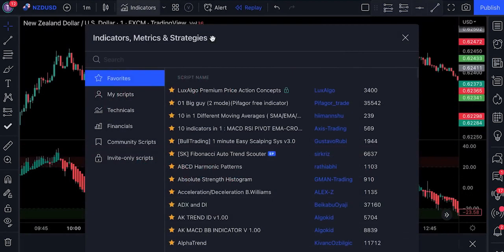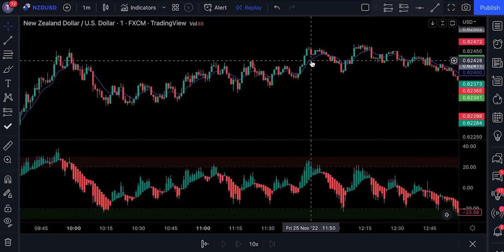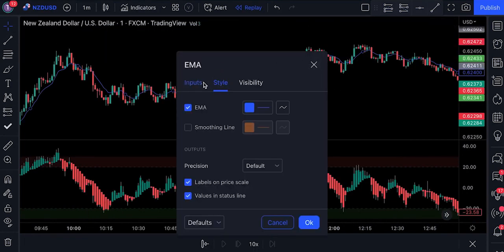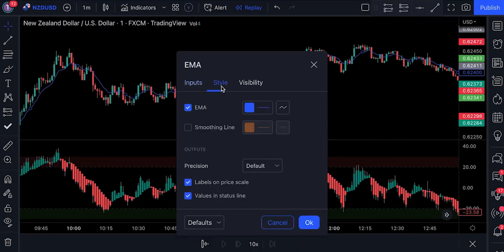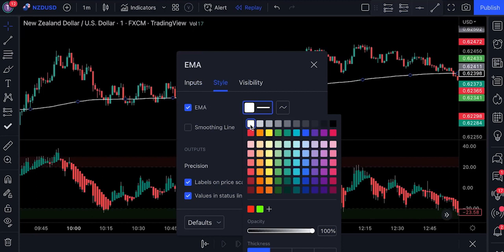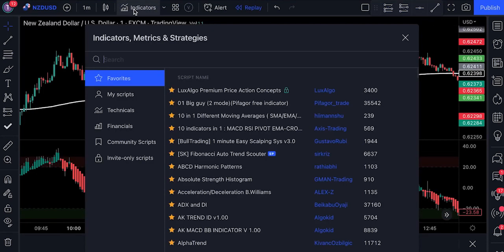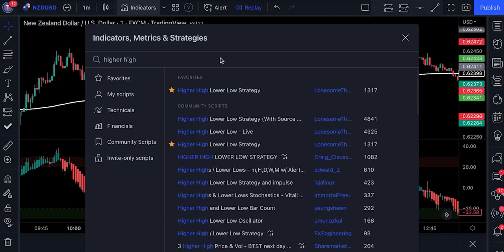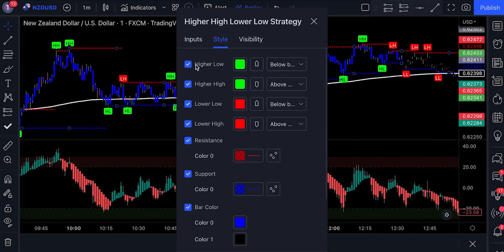For the second indicator, we're going to need to add an exponential moving average. Its length is going to be set at 200, and we're going to make it colored in white. And for the third indicator, let's add the higher high, lower low strategy. In the style section, uncheck everything except for higher high and lower low.